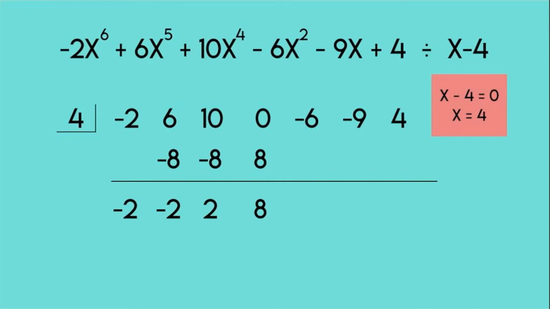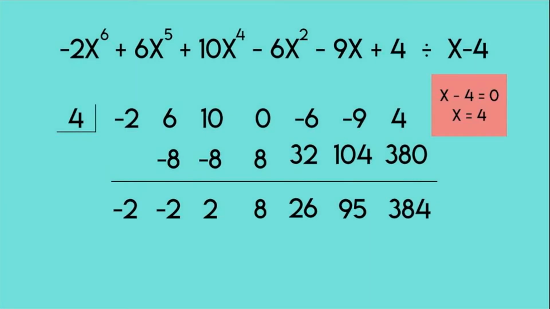Then 8 times 4 is 32. And when you add it to negative 6, it becomes 26. Next, 26 times 4 is 104. Then when you add it to negative 9, it becomes 95. Lastly, 95 times 4 is 380. Then when we add it to 4, it becomes 384.